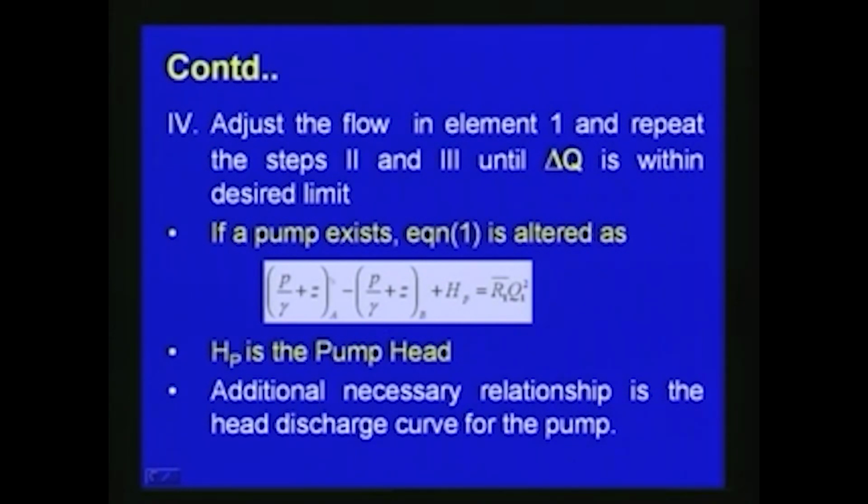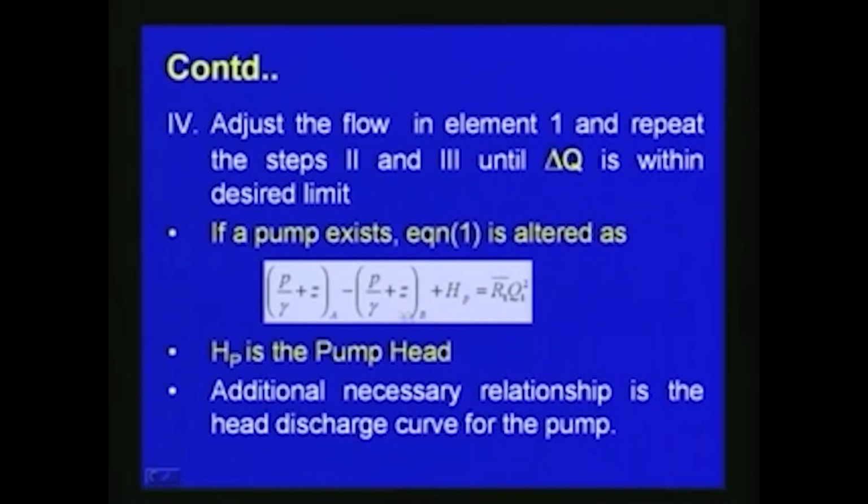Here H P is the pump head, and an additional necessary relationship is the head discharge curve for the pump. For the pump we are using, the manufacturer would have given a head discharge equation. So, that discharge equation or curve we can utilize to get a solution here. If a pump exists between A and B, we will be writing P by gamma plus Z at A minus P by gamma plus Z at B plus H P is equal to R1 bar Q1 square, where Q1 is the discharge through the pipe, R1 bar is the resistance coefficient, and H P is the pump head.